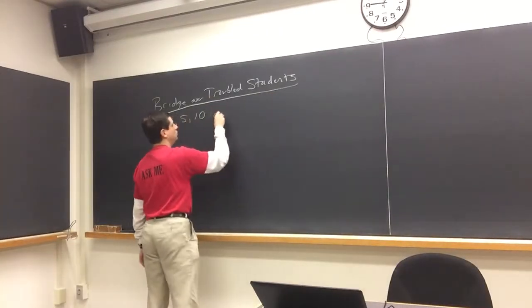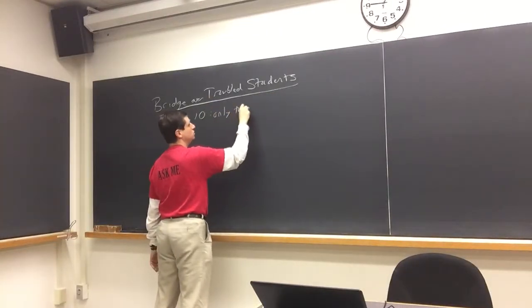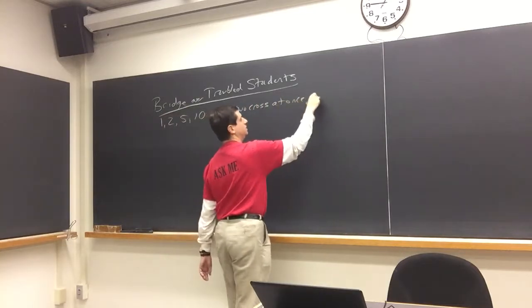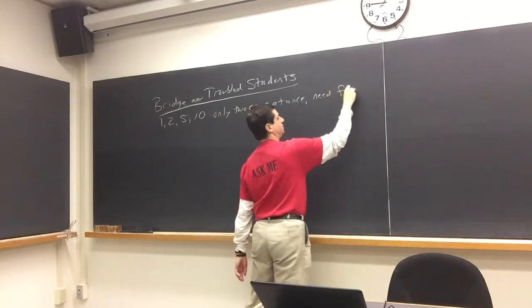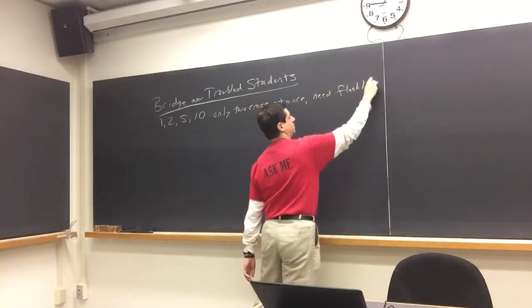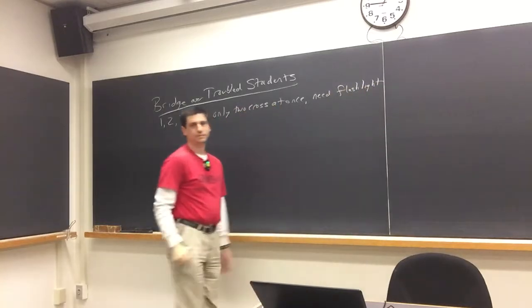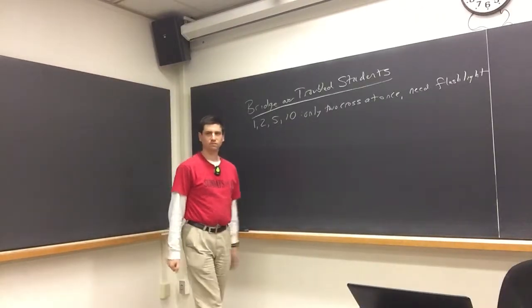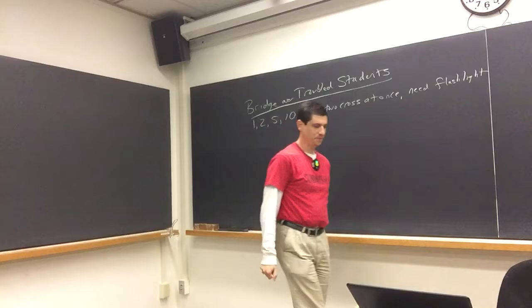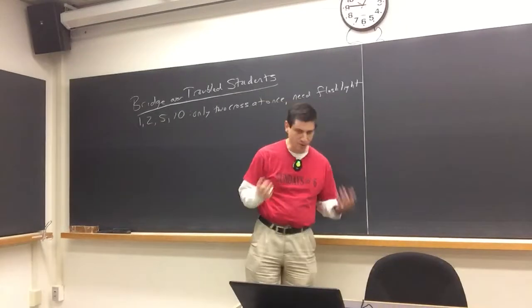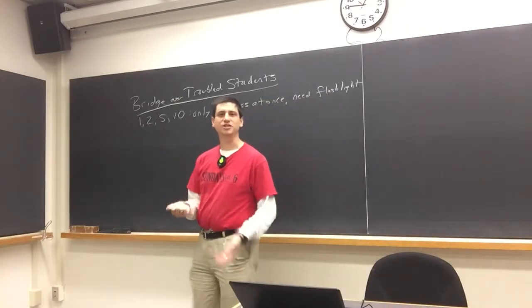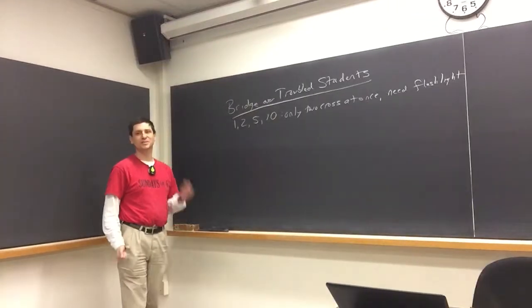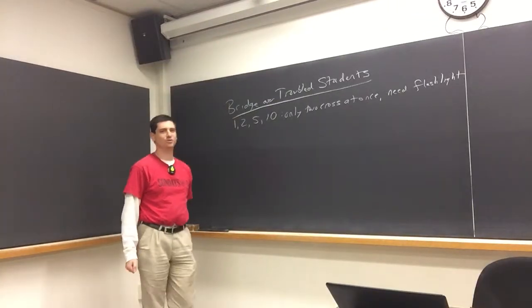So only 2 cross at once, and you need the flashlight. What do you think the objective is? To cross everyone over in a certain amount of time. So is it difficult to cross everyone over? No, crossing everyone over is trivial. Somebody give me a strategy that gets everybody across the bridge.